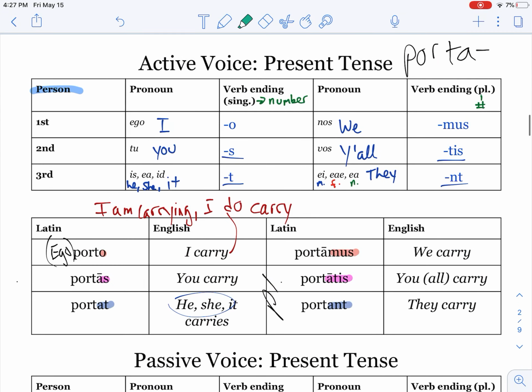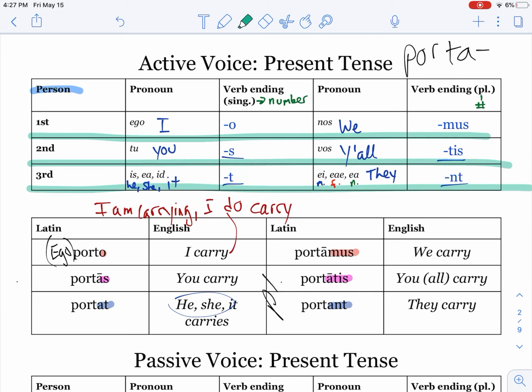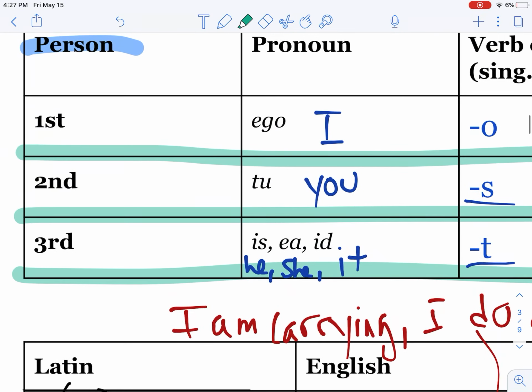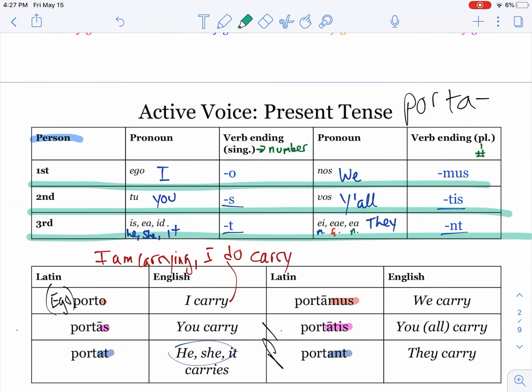So let's take a look at the second page of the verb master list, our present tense, and just take a look at an example. So you can see how this chart works horizontally in terms of person. So if the pronoun subject is I or ego, it's going to be first person. If it's tu or you, second, or if it's is, ea, id, it, third.